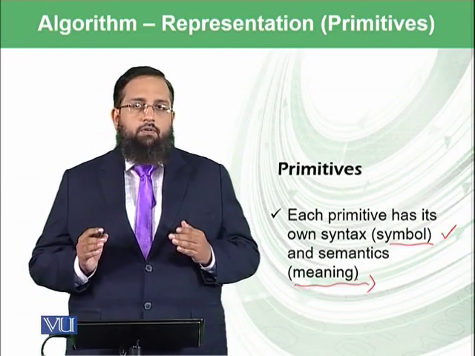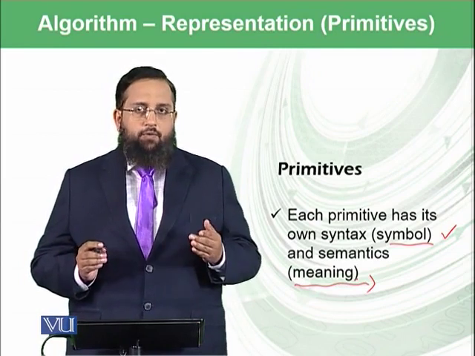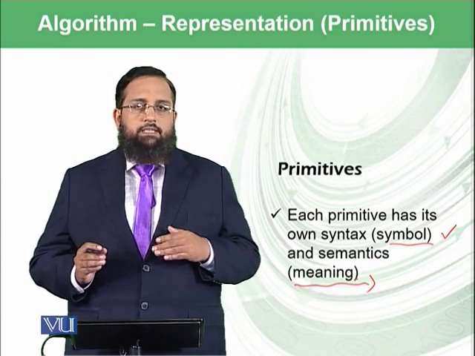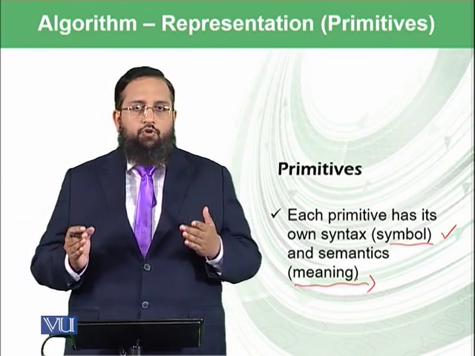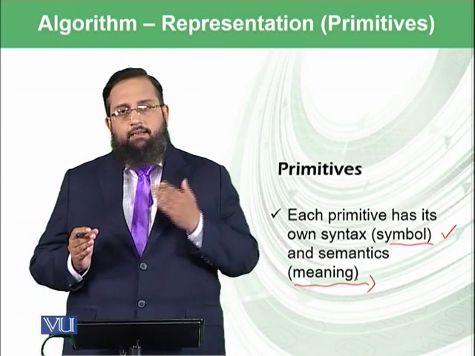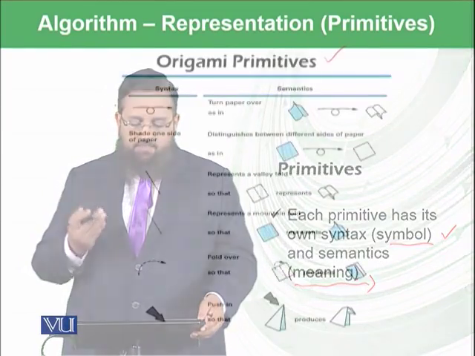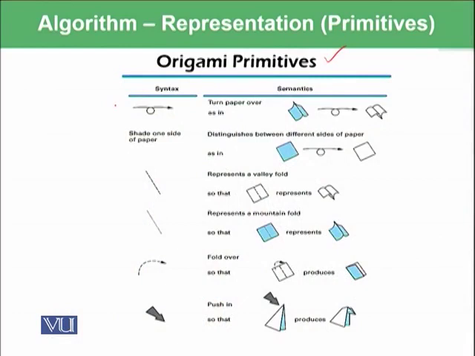We will be talking about computer science primitives in the next modules. However, here we want to just have some generic examples to show you what primitives are, and what their representations and semantics are. For example, in this diagram of origami primitives, the syntax is here and the semantics is here: whenever you write this symbol, it means turn the paper over, as in this example.